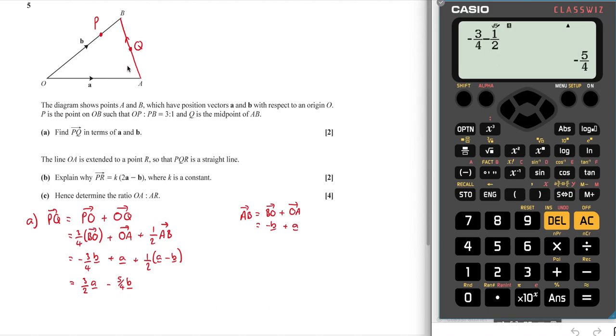The line OA is extended to a point R, so that PQR is a straight line. So let's do that. Let's have this line extend out here, and then we're going to have this straight line, which is PQR, which is going to be down there, so that means that R is somewhere along there. Explain why PR is k lots of 2a minus b, where k is a constant. Why is it that? Good question.